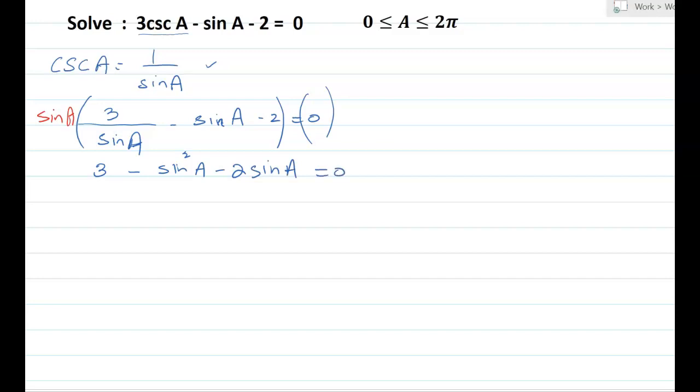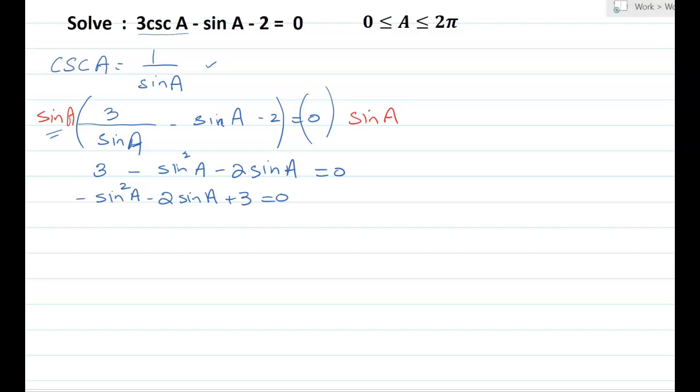And by the way, I multiplied this side by sine A, so I must do the same to the other side. But because 0 times anything is 0, we're just going to leave the other side just like that, 0. So let's rewrite this properly, and we're going to multiply everything by negative 1 as well. When we rewrite this, we get minus sine squared A minus 2 sine A plus 3, set that equal to 0.